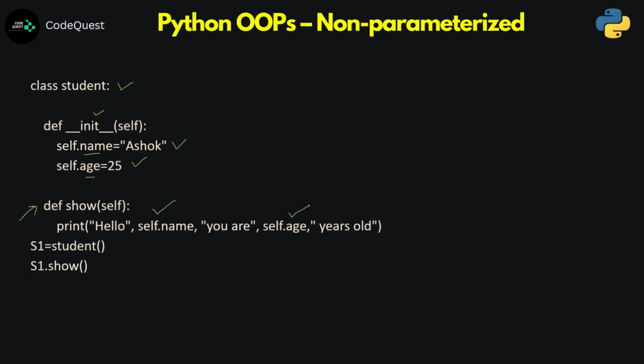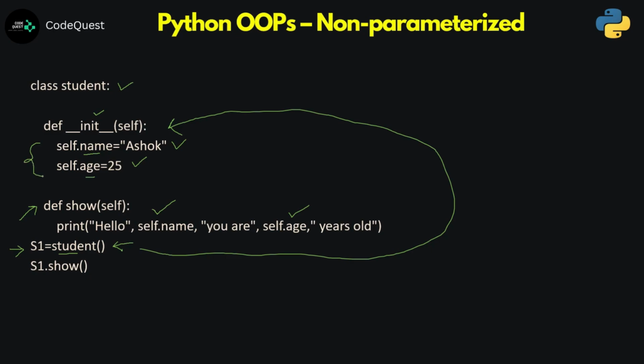and age. Now, this particular statement actually creates the object of the class Student; say s1 is the object that is created for the class Student. When this line gets executed, it automatically invokes this constructor. As a result, these two statements will get executed, and the name and age have been initialized with two values, Ashok and 25.